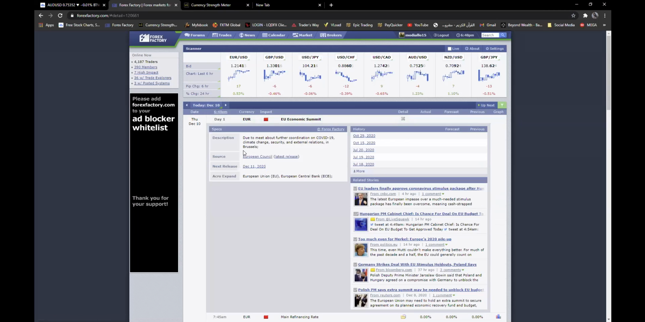Just click on the details if you want to know more about it, and if you want to look at what it did prior to last time that the news came out, you could just click on the date and then just go back to your chart and look at how it reacted to it. All right. So we're not going to be doing a whole lot.